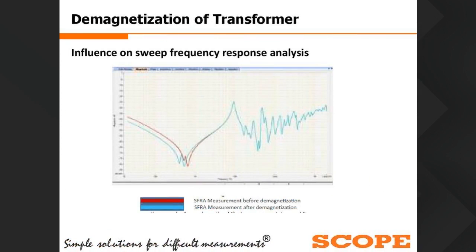Similarly, if we see the demagnetization results of the SFRA test, that is the sweep frequency response analysis test, you can see red and blue parts. Red indicates the SFRA measurement before demagnetization. This curve is not too visible, but this is a frequency to dB curve. And here you can see before and after demagnetization how the SFRA graph will change.